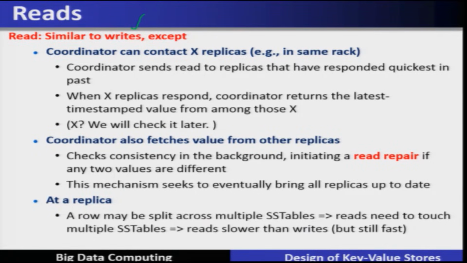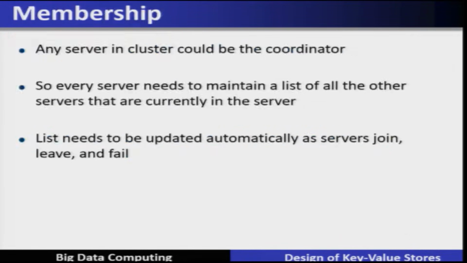So, at the replica we have to see that a row may be split across multiple SS tables. That means the reads need to touch multiple SS tables sometimes, and therefore the reads become slower than the writes, but still they are faster compared to the other traditional RDBMSs. So, multiple SS tables sometimes are required to be accessed for the read operation to be successful. That is why compaction sometimes is useful.